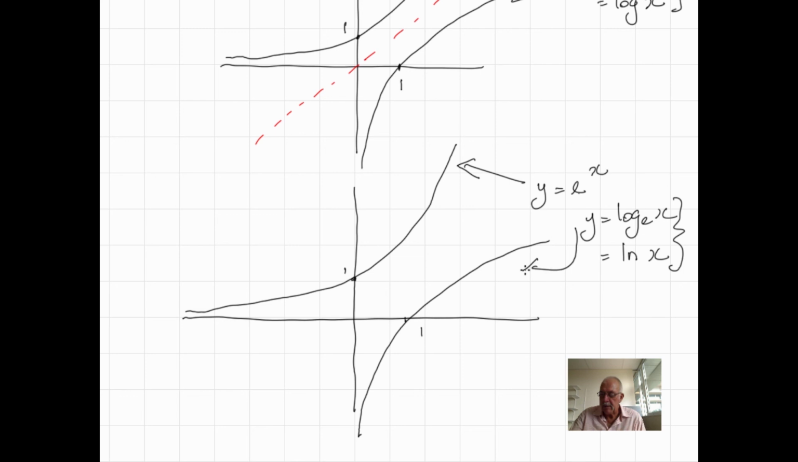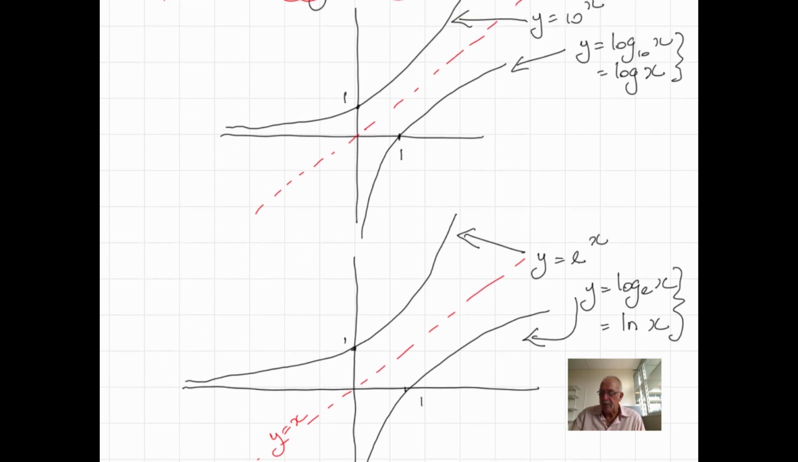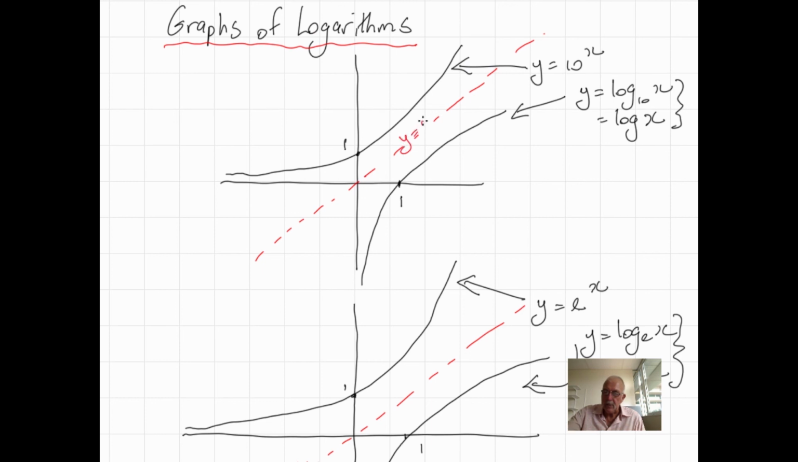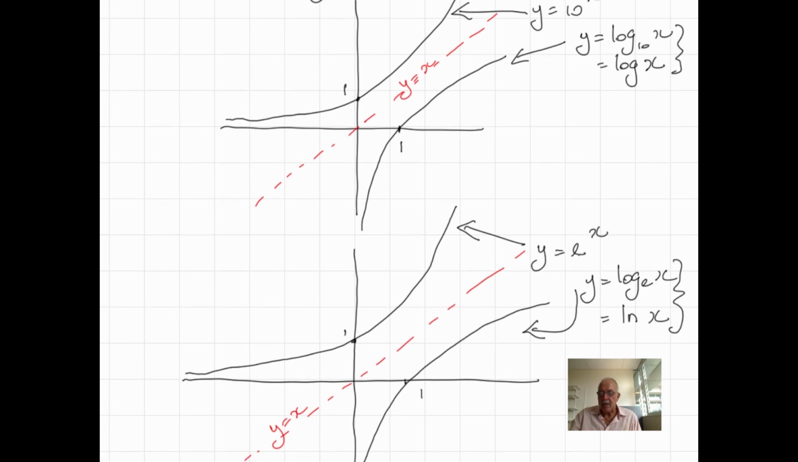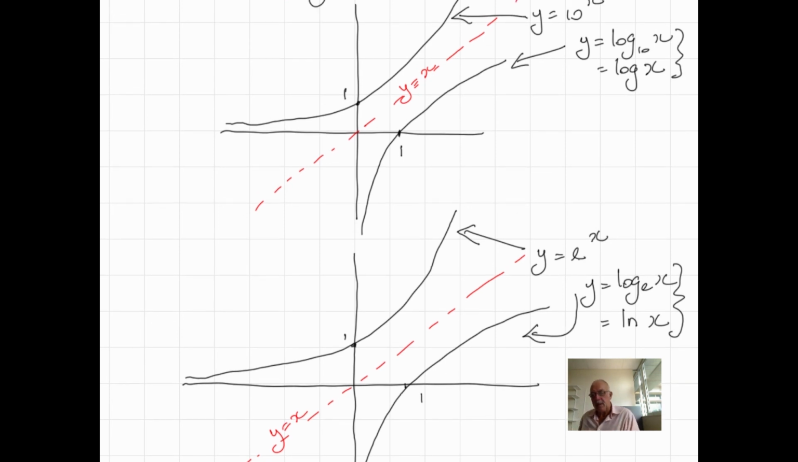So very similar to what's happened up above. And once again, if we look at y equals x, you can see that one is the reflection of the other, indicating that they are inverses of each other. So we should put y equals x up there as well. So both graphs are fairly similar, and you can get the idea of what's going on.